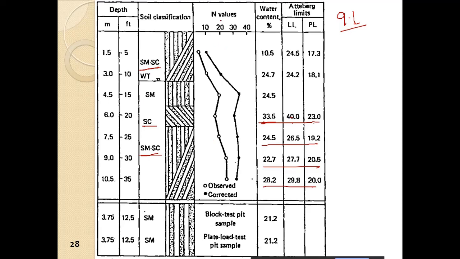Of course, apart from that, we have the N values. In this range, the SPT N value is almost 20. So we can say that the soil is significantly stiff. In fact, we can say from here itself that if it is more than 10, it is almost on the stiffer side.